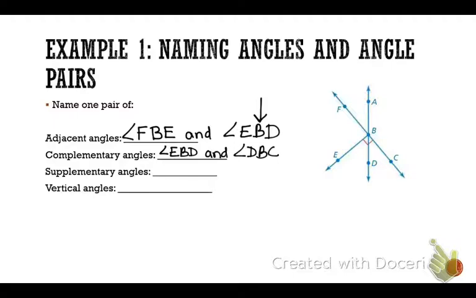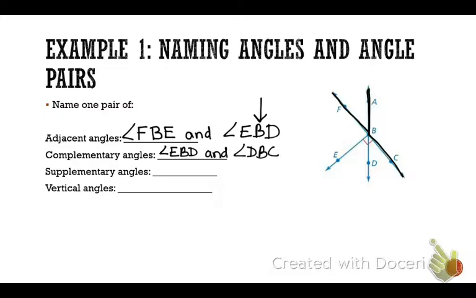Now let's talk supplementary angles. Supplementary angles lie on a straight line and their measures add up to 180. They also share a common side. So let's look at line FC here. Everybody see line FC? That's going to be our focus. Do you see how FBA and ABC both are formed off of line FC?